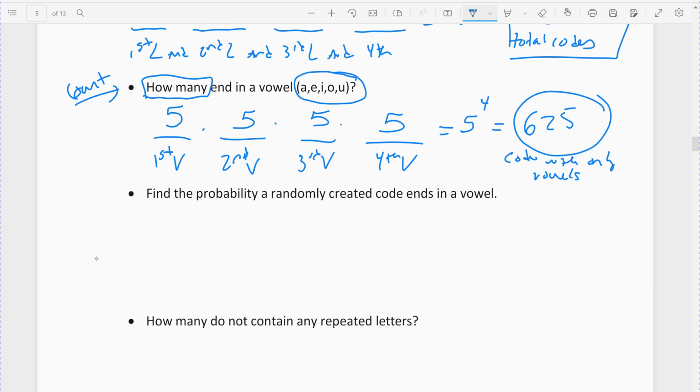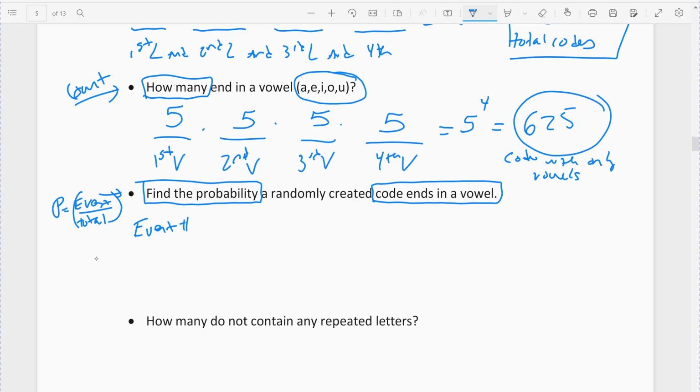Now we're going to find a probability. Which means probability is my event over my total. So I'm going to find my event and divide by that big number that's my total, that 26 to the 4th. A randomly selected code ends in a vowel. So I'm going to do my event first.